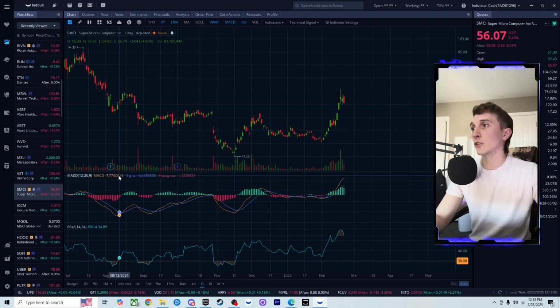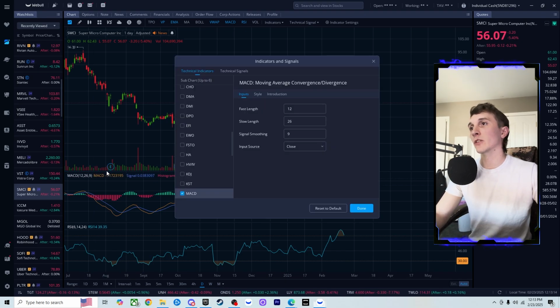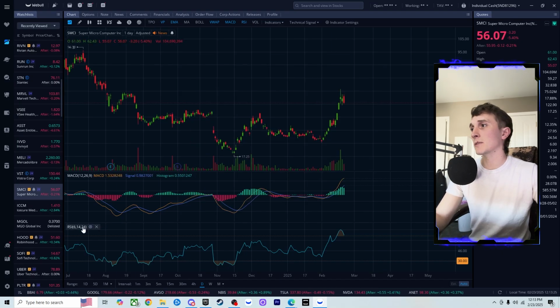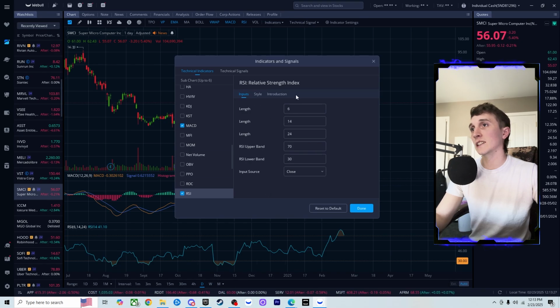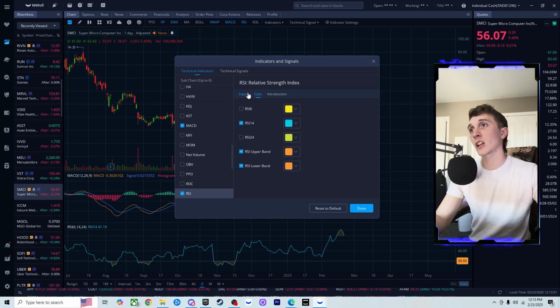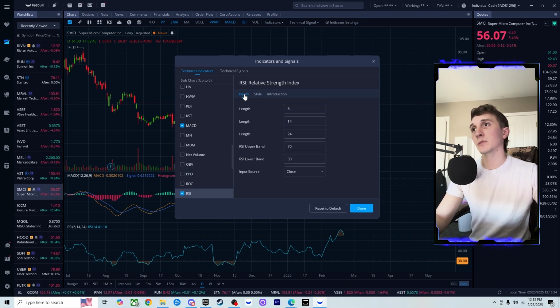Let's go ahead and focus on first the MACD. So the MACD, when you put it into your chart here, I'm on Webull, I do not change any settings on this one. You can see right here on the settings, the fast length is at 12, slow length 26, signal smoothing at 9. You can change the colors if you want to, I leave them the same. And the same thing with the RSI, I do not change the lengths or the RSI upper bands, etc. I don't even change the colors, none of that stuff. I simply leave it exactly where it is.